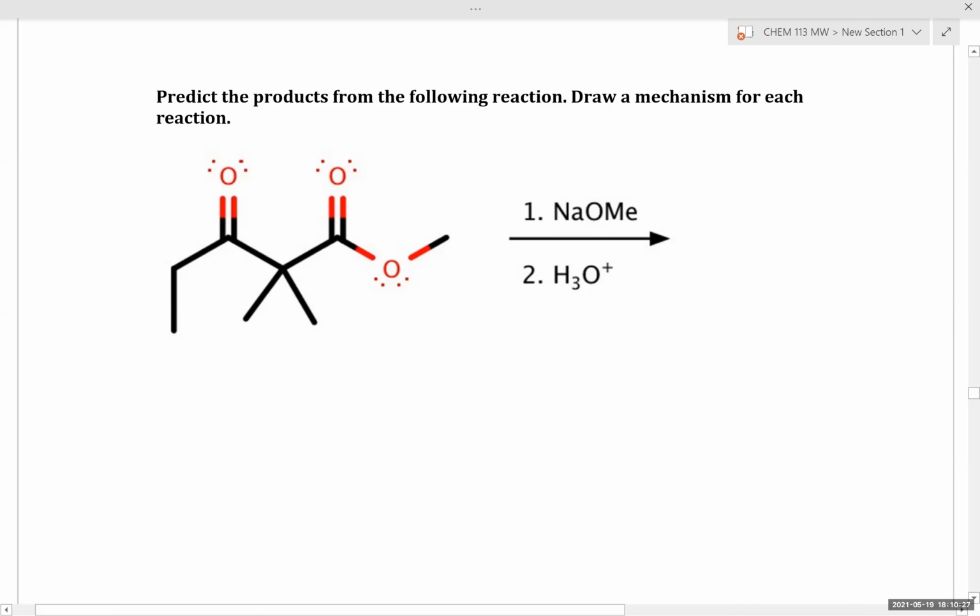So what do we think? We have this beta ketoester. It's fully substituted at the alpha position, so we can't deprotonate. So what's going to happen if we have a nucleophilic reagent such as sodium methoxide floating around?